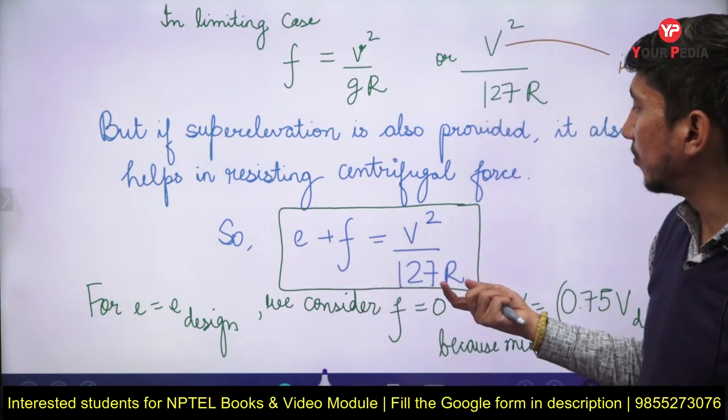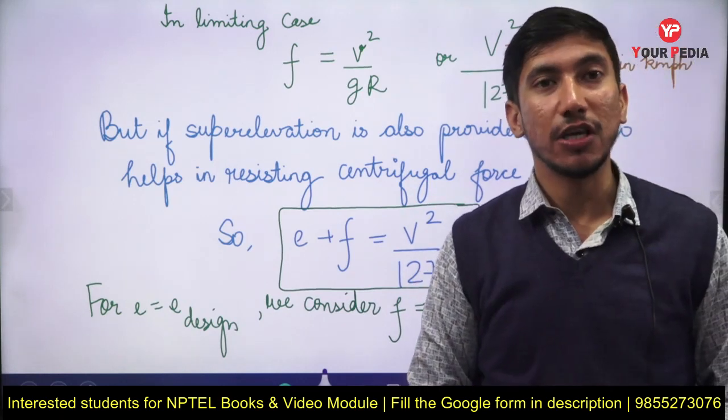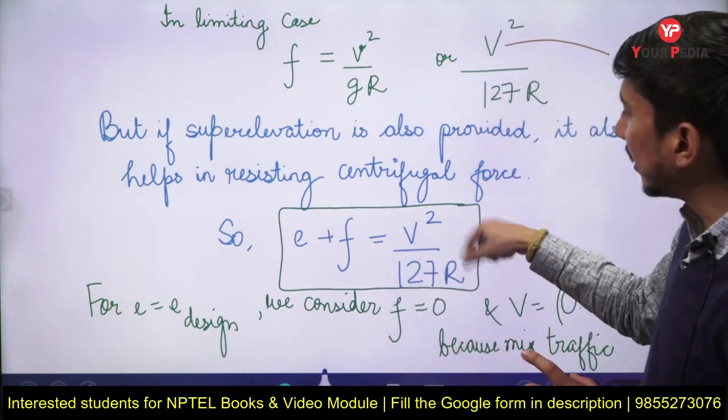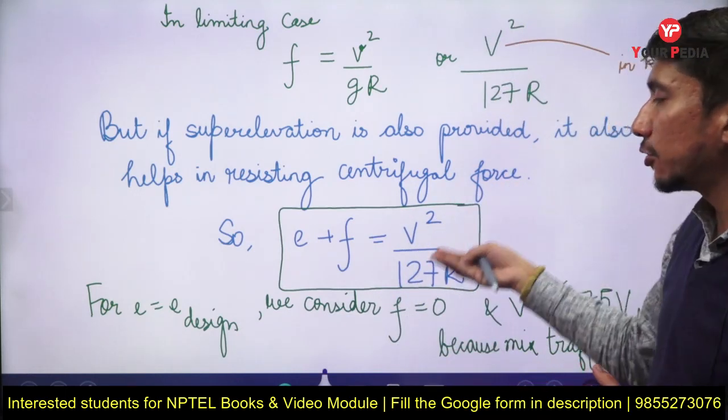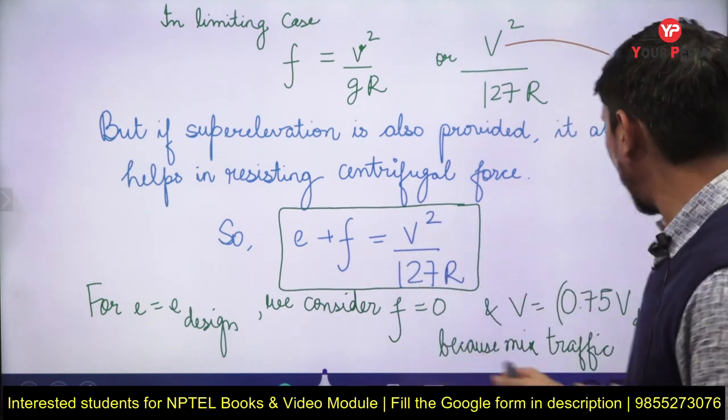So what is the last choice that we have? That we have to decrease the velocity of the vehicle. Allowed velocity should be decreased, design speed should be decreased. So in that case, our centrifugal ratio will decrease and will come within the safe limits. So that's what we have to do.